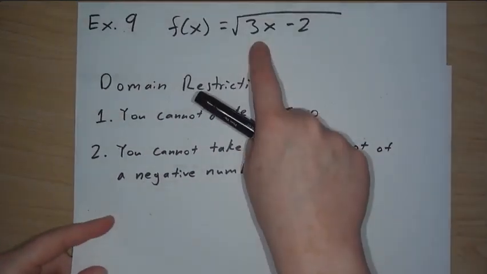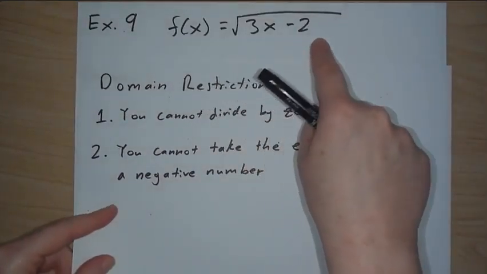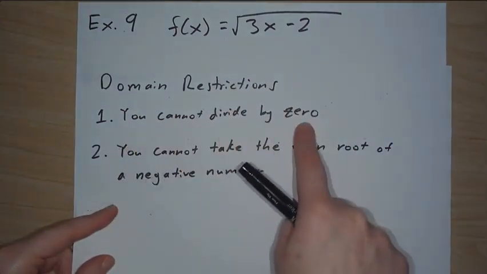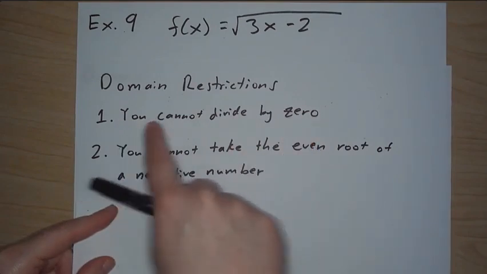So we're going to look at our function. We have the square root of 3x minus 2. There's no fraction in this function, so there's no case where we can divide by 0. So this one does not matter anymore.